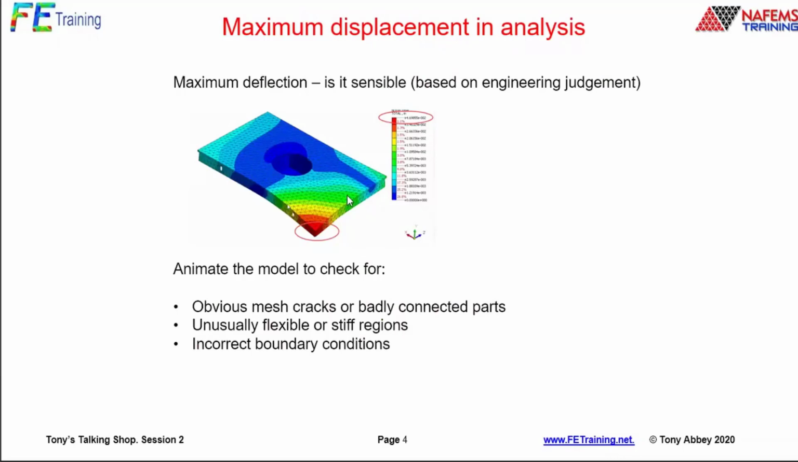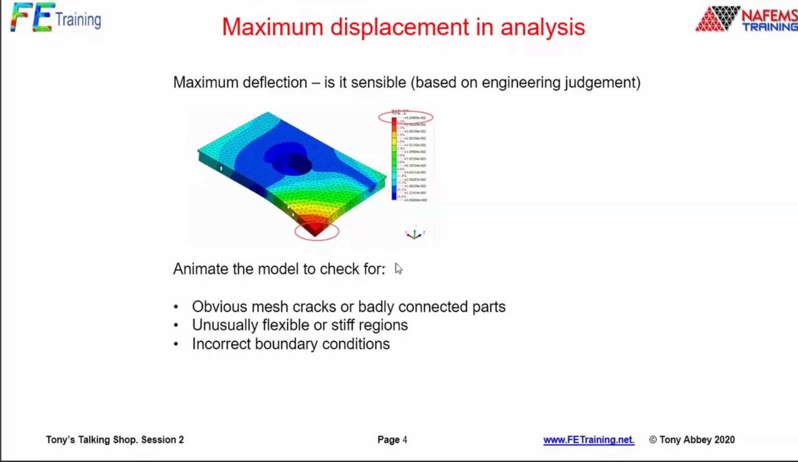And again, watch out for the contour plots, because you can say, well, there's the maximum deflection. That looks good. But then go and look at the number here. Is it the right number? Is it microns? Is it meters? Is it something that we're looking for, the right kind of level?